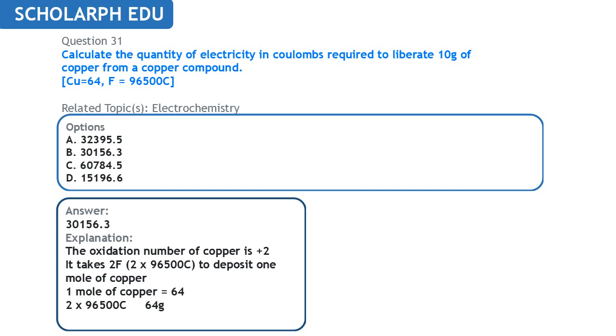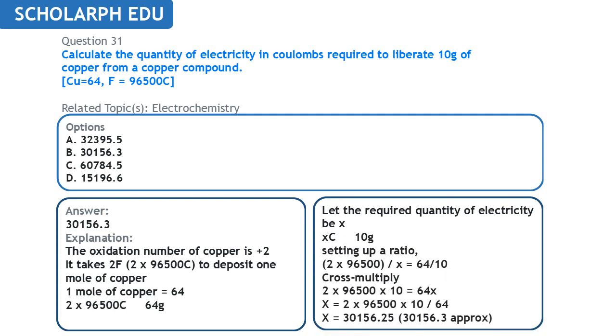96,500 coulombs. To liberate 1 mole of copper, we need this amount of electricity. And that 1 mole of copper is equal to 64 grams. That is the atomic mass, or the molar mass, of copper. So we have 2 times 96,500 coulombs, which will produce 64 grams of copper. So the question is now, what amount will we need to produce 10 grams? Let the required quantity of electricity be X. That is, 2 times 96,500 coulombs produce 64 grams, and X coulombs will produce 10 grams.